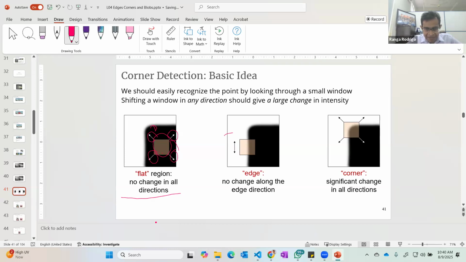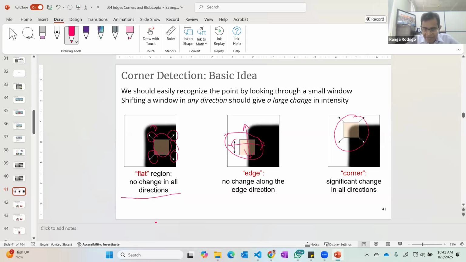But if you take this example, this is an edge. In this edge, if you move in this direction, there is no change. But if you move in this direction, the darkness and the whiteness covered by that window changes. So for an edge, there is no change along the edge direction, but there is a drastic change along the perpendicular direction to the edge. But not so with a corner.